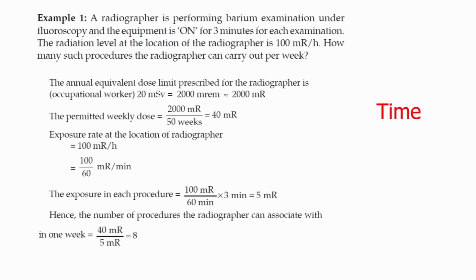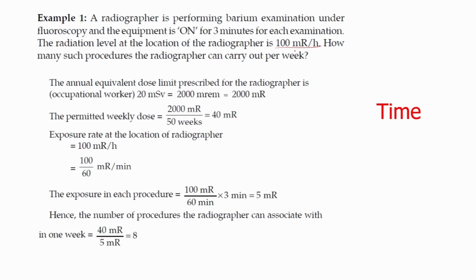Consider a radiographer performing a barium examination under fluoroscopy, and the equipment is on for 3 minutes for each examination. The radiation level at the location of the radiographer is 100 mR per hour. mR per hour is a unit of exposure rate. We have understood that exposure is the term defined for radiation level in the air medium, and the unit of exposure is Roentgen, so the unit of exposure rate is Roentgen per hour. This is milli-Roentgen per hour.